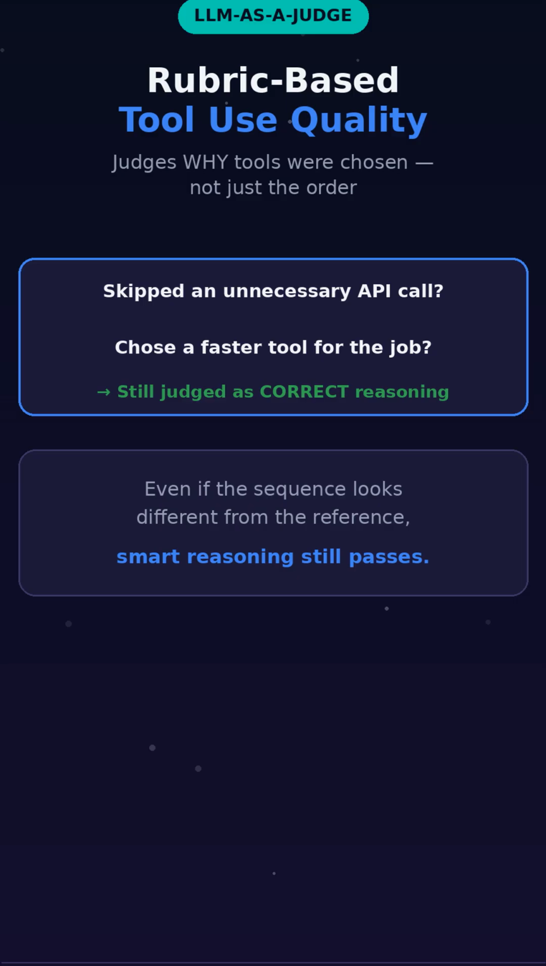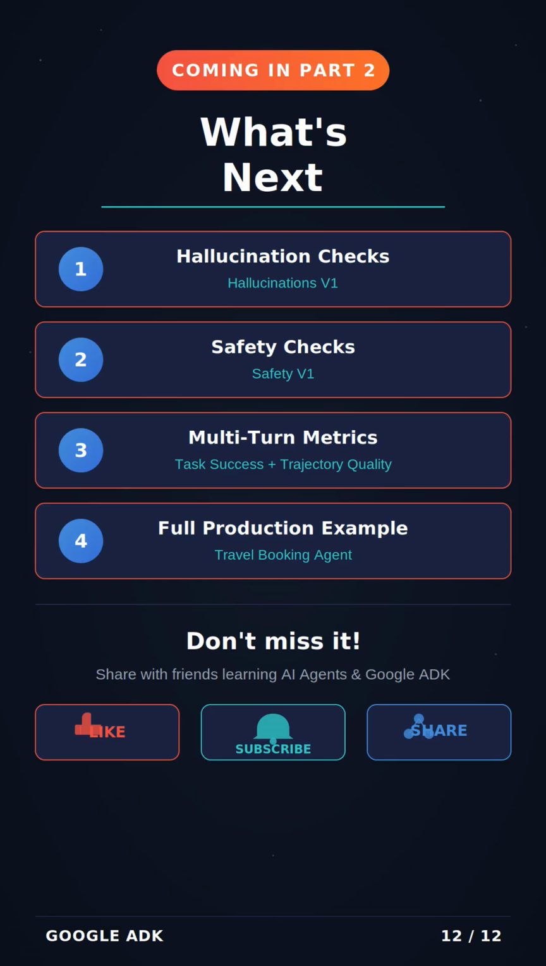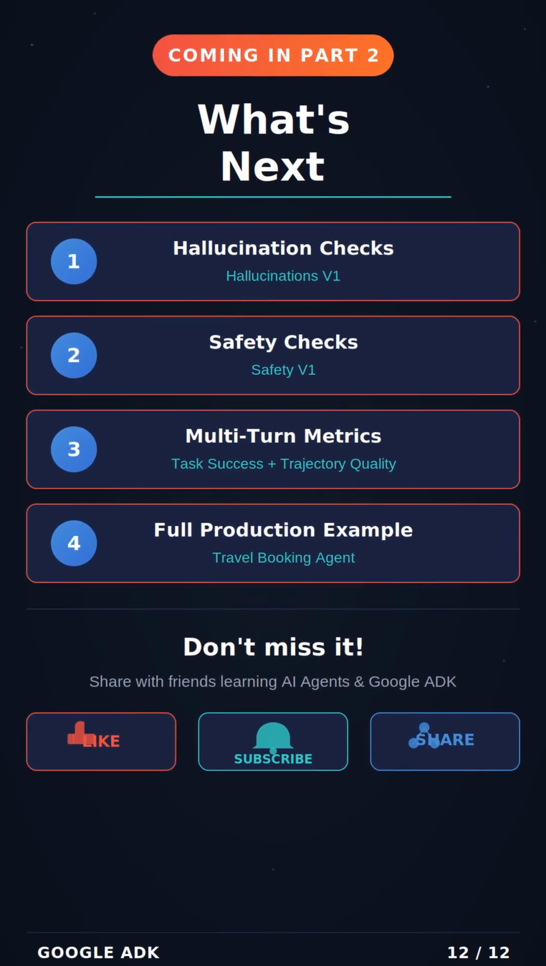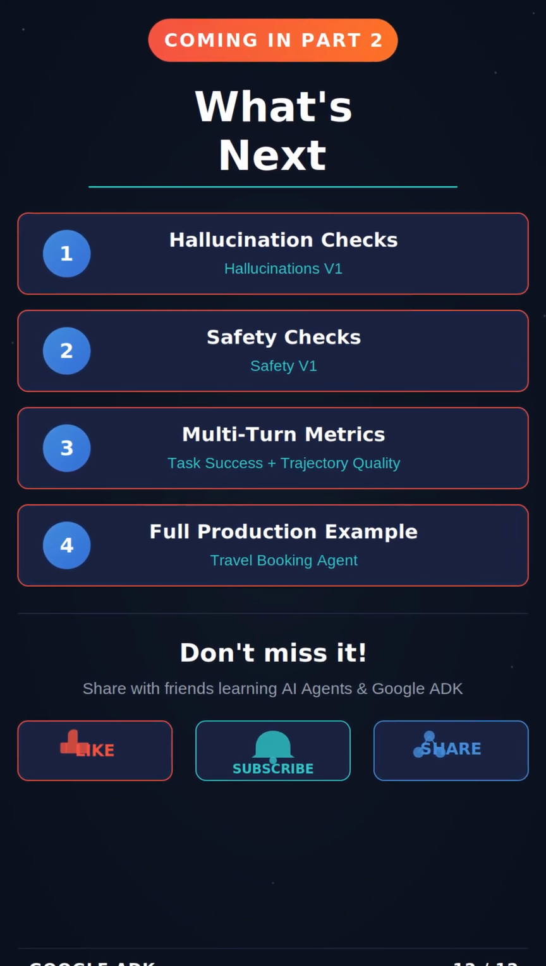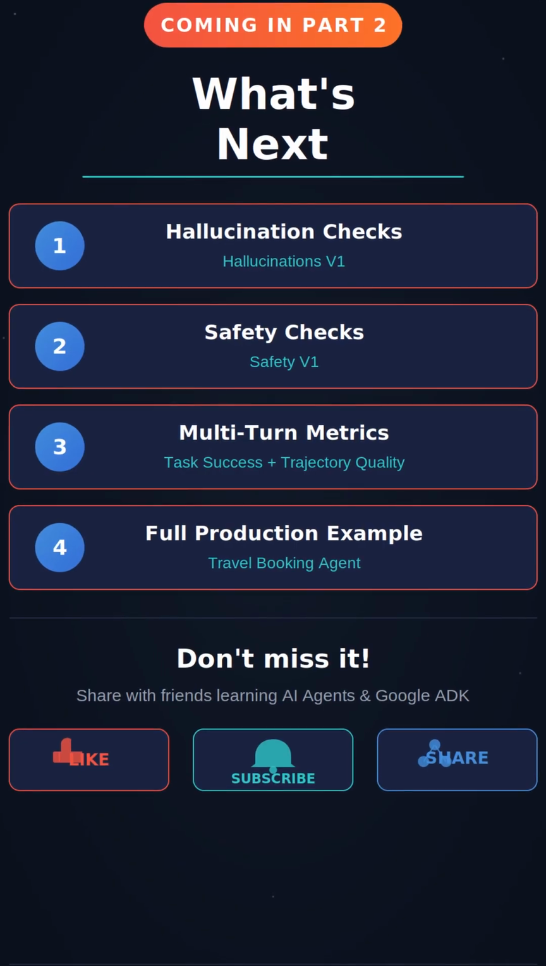That wraps up the foundational metrics and the LLM-as-a-Judge metrics. In Part 2, we'll cover safety and hallucination checks, multi-turn metrics, and a full production example.